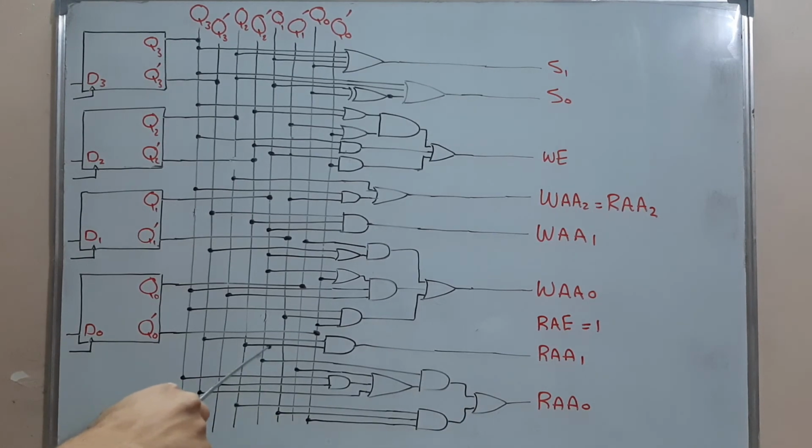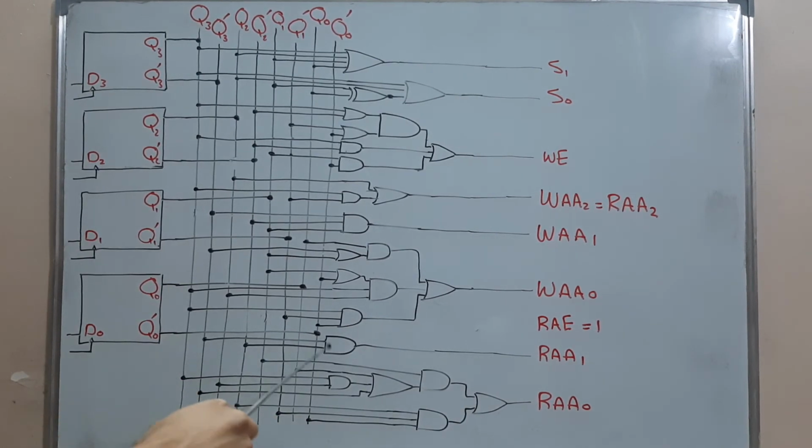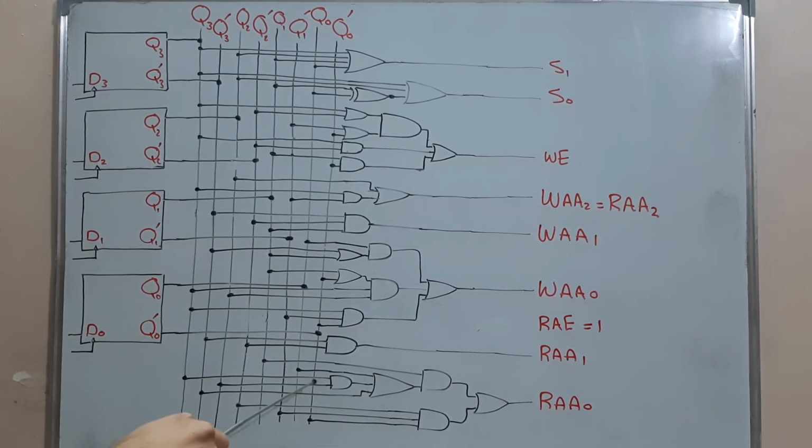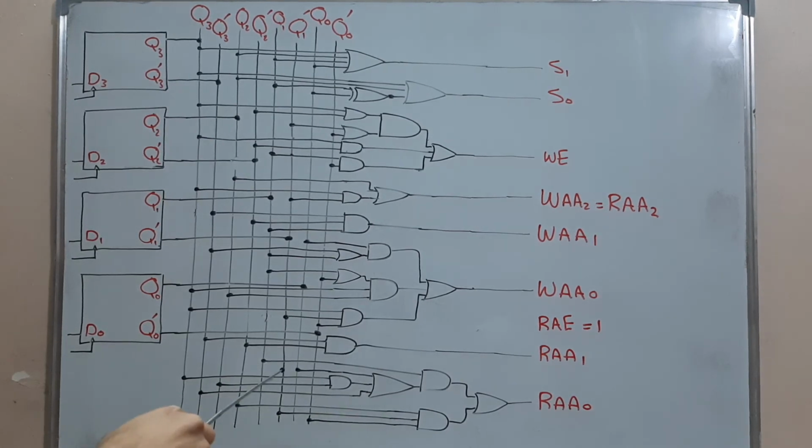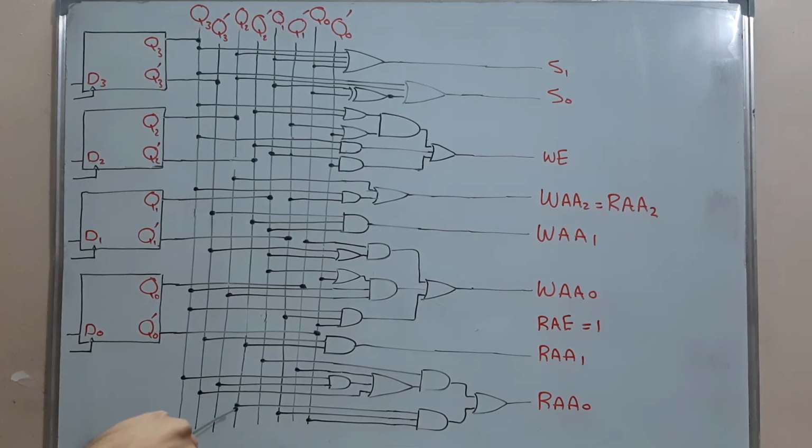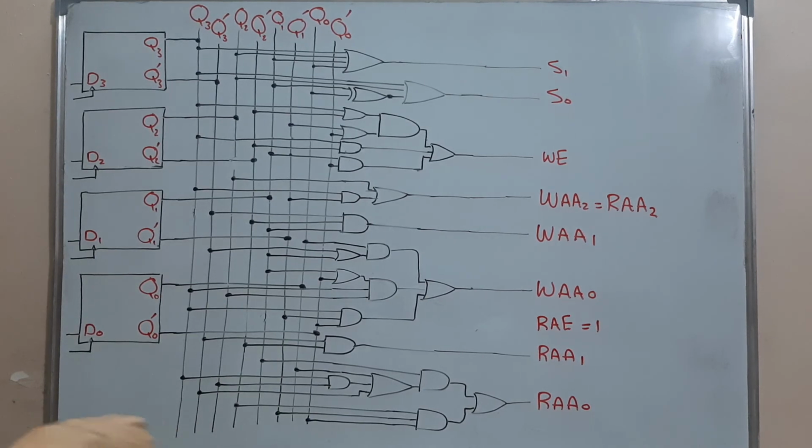RAA1 is equal to 1 whenever Q3 bar is ANDed together with Q2 bar. RAA0 is equal to 1 whenever Q1 is ANDed together with Q0, which is ORed together with Q3 and Q2, and the whole is ORed together with Q3 bar, or it's equal to 1 whenever Q2 bar is ANDed together with Q1 bar and Q0 bar.